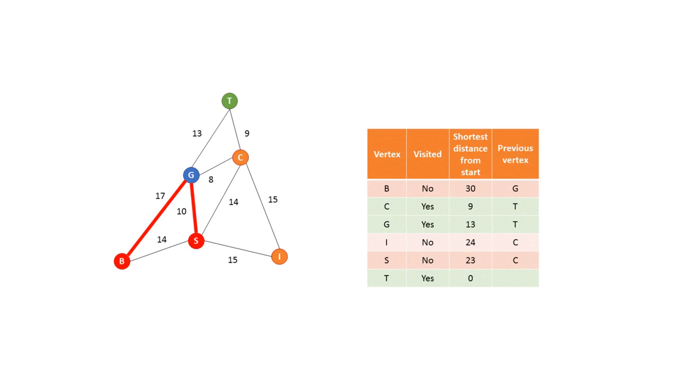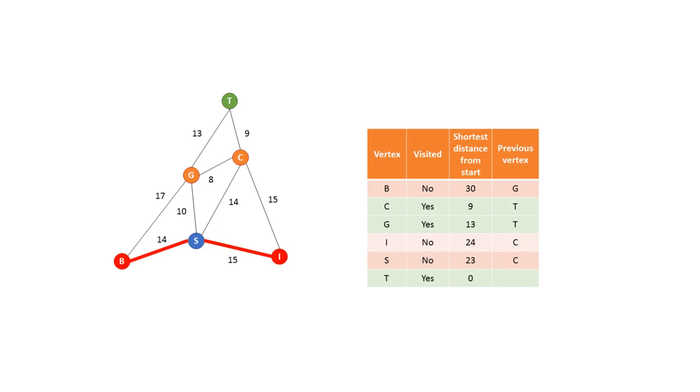So G has now been visited and we can look for the next unvisited node with the shortest distance from the start. Looking down the array we can see that's S with a shortest distance of 23. So S is the next node we will consider. So S has two unvisited nodes connected to it. Those are B and I.